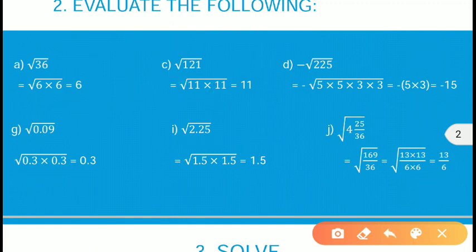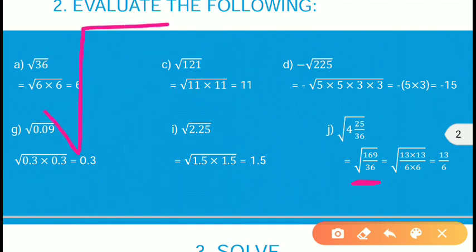The next question is under root 4 whole 25 by 36. First of all it is given in mixed fraction, so convert it into a simple fraction. Simple fraction means 4 into 36 plus 25. This I have already told you how to solve in the first exercise of your first chapter. So this will give you under root 169 upon 36.